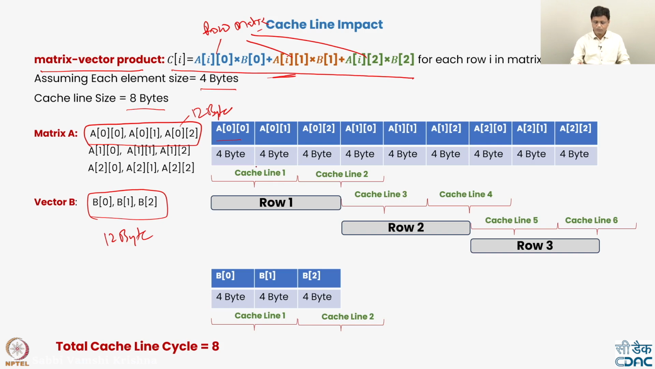So, cache line 1 is going to carry the first 2 elements of the array, you can see here, and the second cache line is going to carry the third element of the first row and the first element of the second row of the matrix. But only 3 elements are required to perform this operation and this one is not required. So, this portion is wasted. Similarly, if I am getting the data for the vector, it also requires 2 cache lines. So, again one space is wasted.